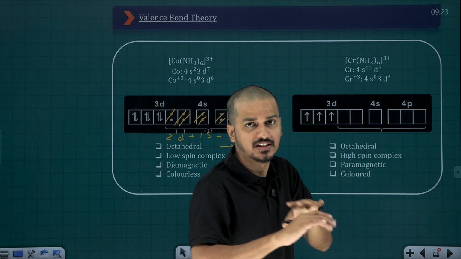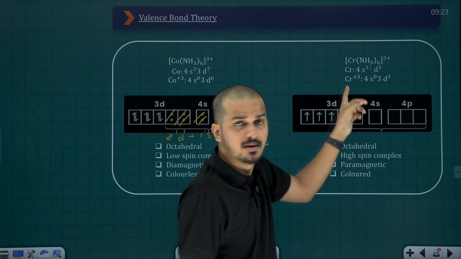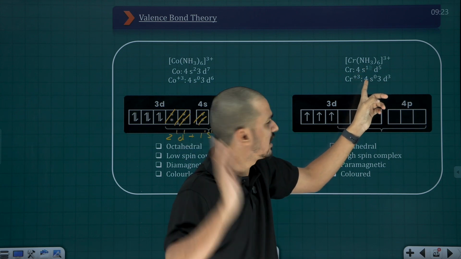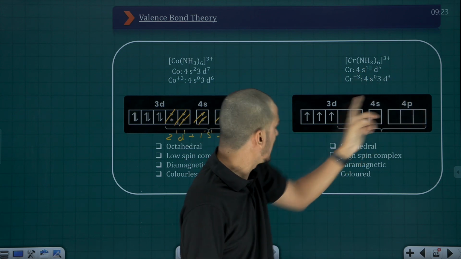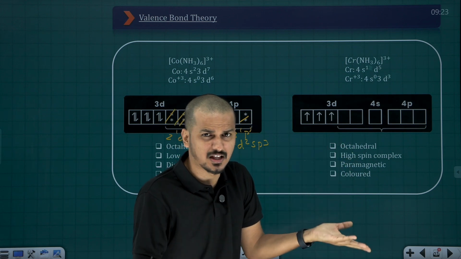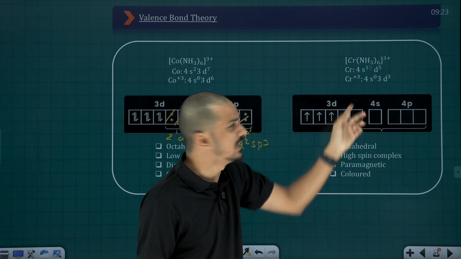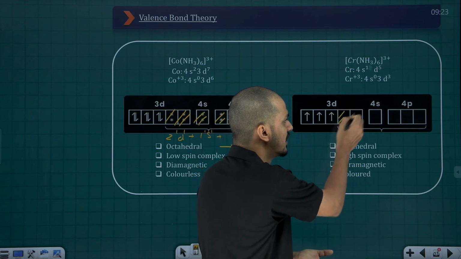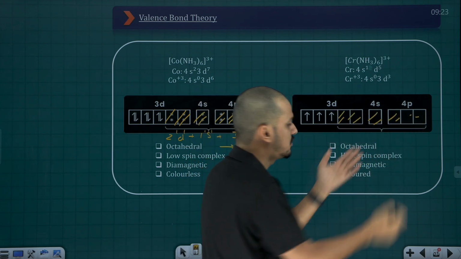Chromium is 4s1 3d5. That's the general electronic configuration. But in our complex, chromium is Cr3+. That time 3 electrons are missing, so 3d3 will come. You can see here 3d3 are there, but there is no pairing. There is no possibility of pairing. So there is no pairing in the case of Cr3+. So they will take the same, you can see that is d2sp3.